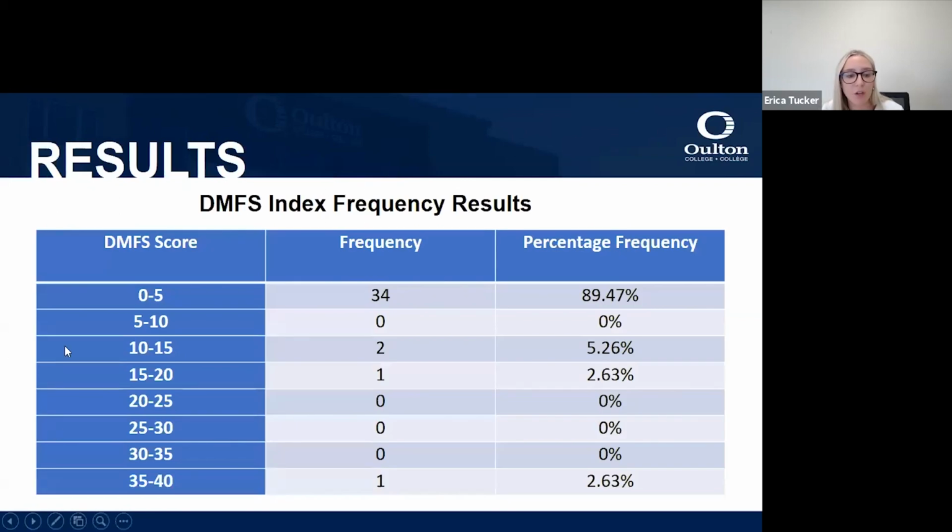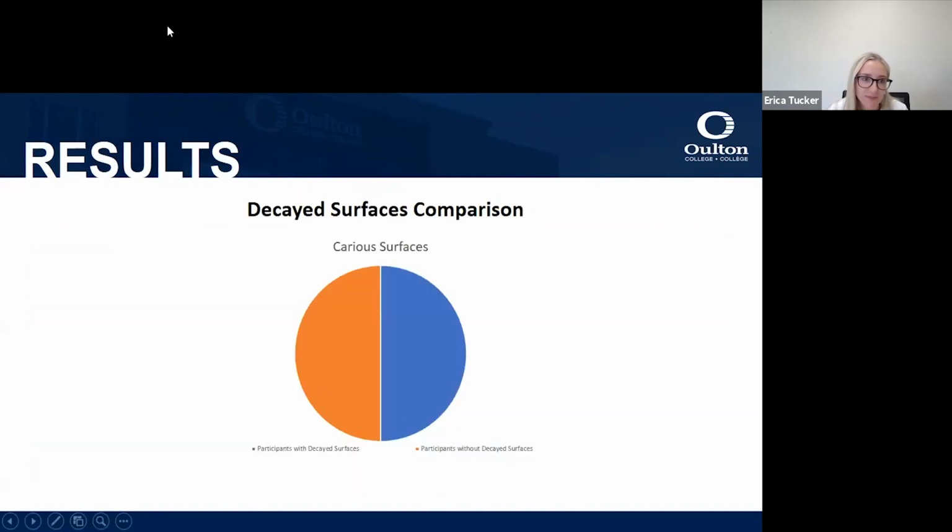So here we have our results from the DMFS score. This shows you their total score of decayed, missing, and filled surfaces throughout the mouth. You can see our largest frequency was 89.47%, and this was a score between 0 and 5, but you can also see we had one participant that had a score between 35 and 40. So that's quite a big range there. Where the DMFS focuses on both filled and missing surfaces, we wanted to look at strictly present decay in the mouth. And we actually found that there was a 50-50 split of participants with decayed surfaces to those without.